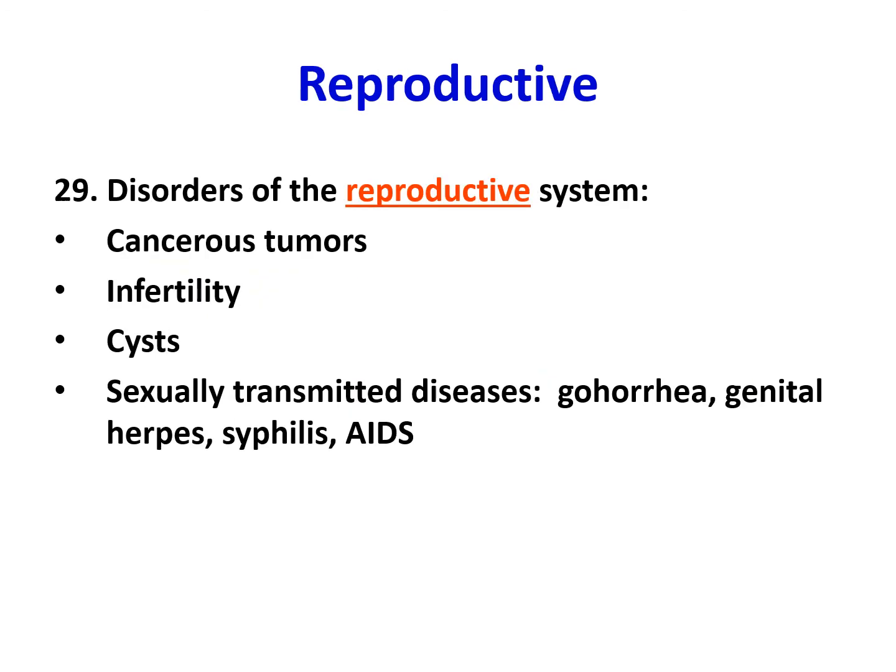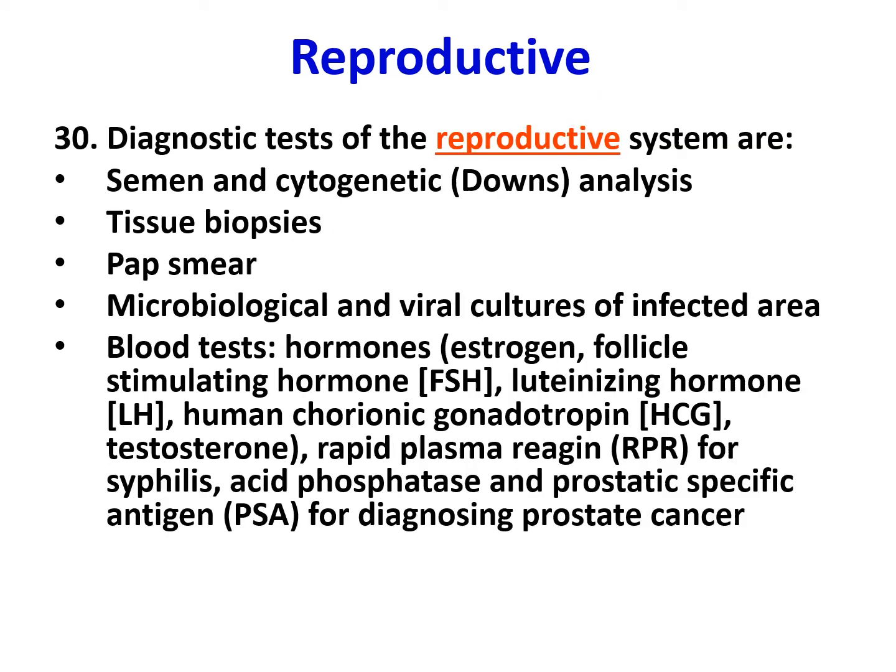So, the reproductive system, disorders of the reproductive system. There are cancerous tumors, whether you have a tumor on your testicles or a tumor on your ovaries. There are infertility issues. There are cysts. And then, of course, we have sexually transmitted diseases and disorders, everything from gonorrhea to AIDS, that there are tests for, that we can, again, diagnose, monitor, and treat our patients.